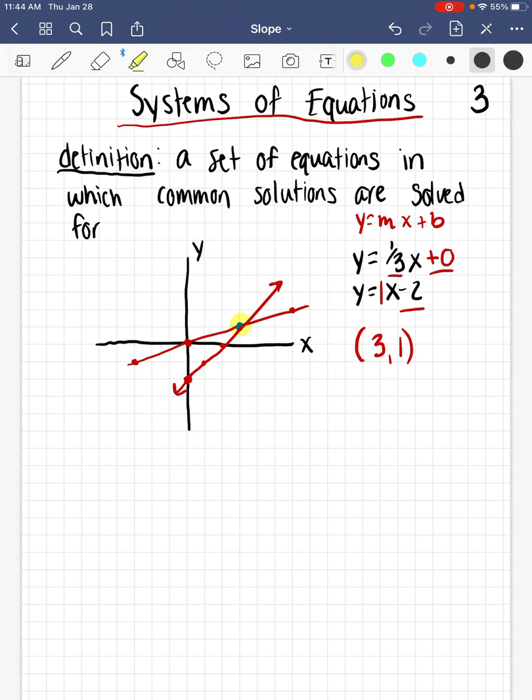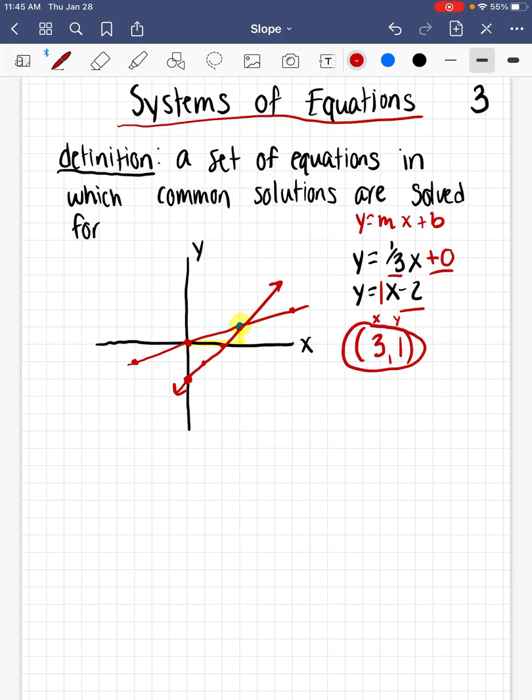How do I know that? Because if we're looking at our graph, it was over 3 here, and then it was at 1 on the y-axis. I know it's really confusing mixing up our slope and also our coordinates, but remember this is our x coordinate and this is our y coordinate. So that's how we got 3, 1.